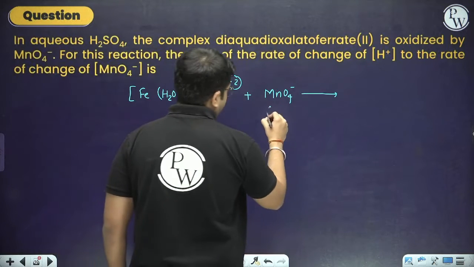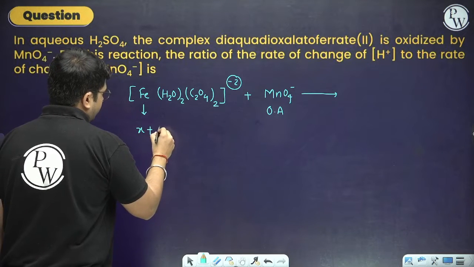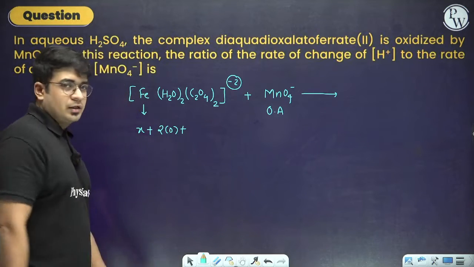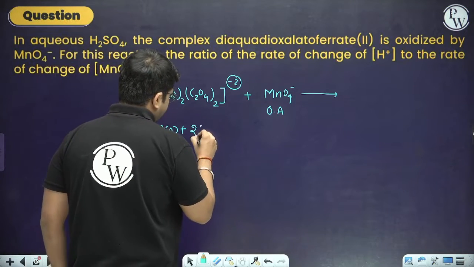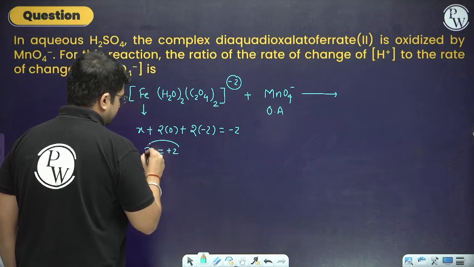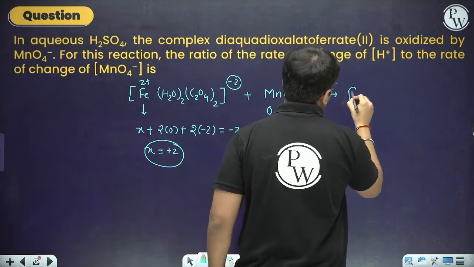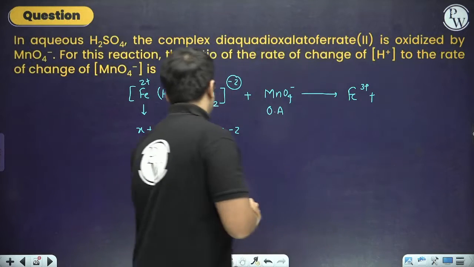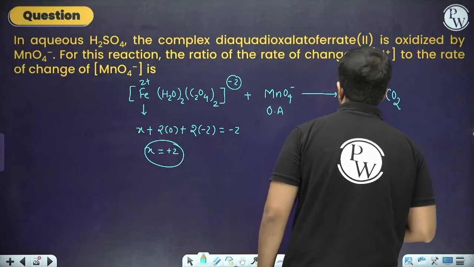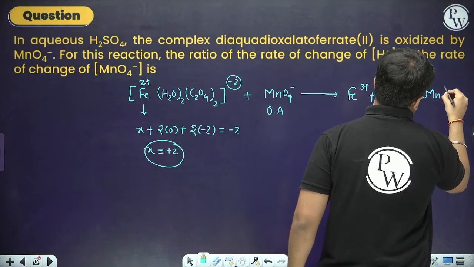So this particular part is a reducing agent. If you calculate for Fe, let's say Fe is X plus 2H2O. H2O is neutral, so its charge will be 0 plus C2O4. Oxalate is having -2 charge. So 2 oxalates are there, -2 each. That will be equal to -2. So X will be equal to +2 in this particular case. So iron is in +2. It can definitely oxidize into Fe3 positive plus C2O4. Definitely this species is a reducing agent. It's going to be converted into CO2, and in acidic medium it means MnO4 negative is going to be converted into Mn2 positive.